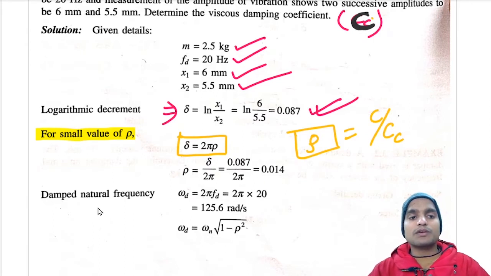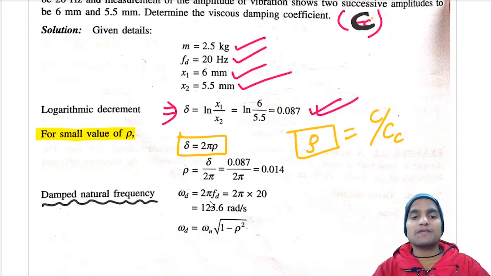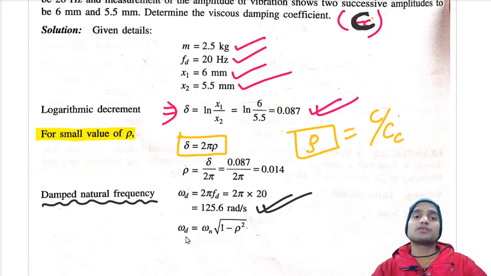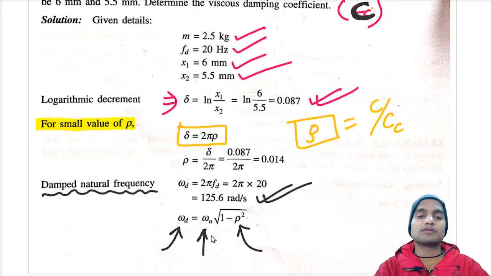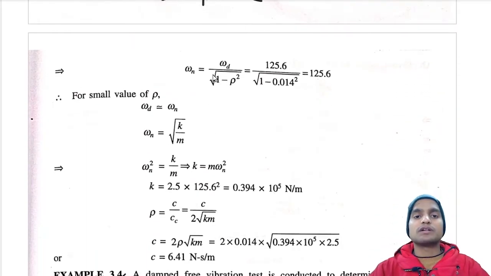So now we are going to calculate the damped natural frequency omega d. Omega d is equal to 2 pi Fd, and Fd is given here as 20 Hz. So omega d is calculated. Now omega d is equal to omega n into root under 1 minus rho square. Omega d we have calculated, rho value we have calculated. What is remaining? Only omega n is remaining. So let's calculate it also. Omega n can be calculated as omega d by root under 1 minus rho square.